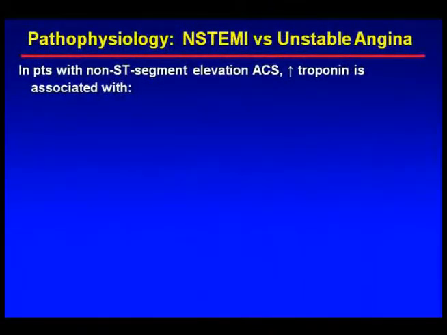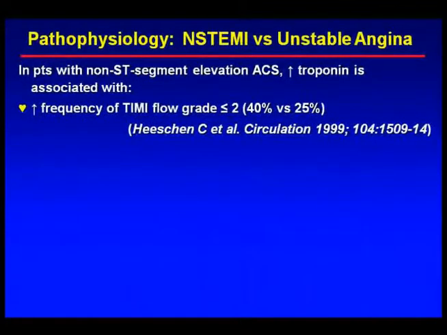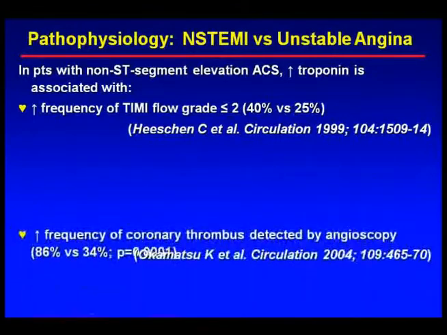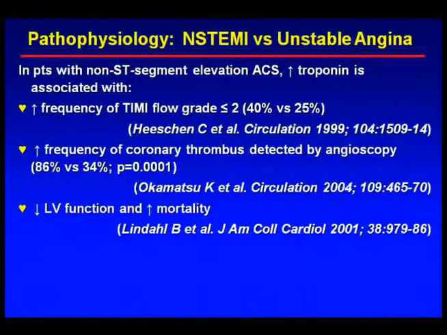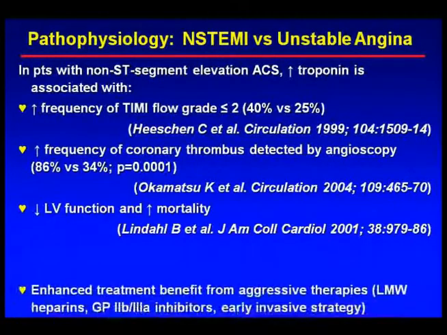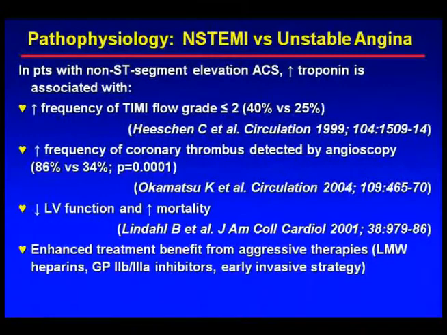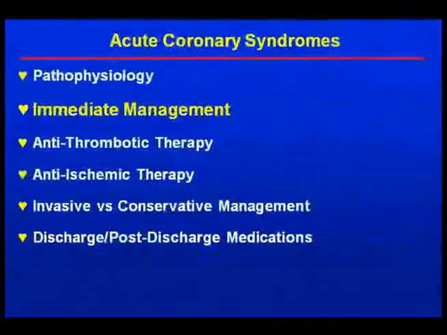Just one slide on the pathophysiology. In patients with non-ST segment elevation acute coronary syndrome, the elevated troponin is associated with a number of factors. One is there's an increased frequency of impaired flow, meaning TIMI flow less than 3, 3 being normal. And the incidence is about 40% abnormal flow in someone with an elevated troponin versus only 25% with a normal troponin. There's an increased frequency of coronary thrombus when angioscopy is done. This is an investigative tool, not done clinically. But about 86% of patients were found to have thrombi when the troponin was elevated versus only about a third when the troponin was normal. So you can consider a troponin a marker of thrombosis. Elevated troponin is associated with worse LV function and higher mortality. And it's useful to us because it's an indicator of enhanced treatment benefit from a number of things, including low molecular weight heparin, 2B3A inhibitor, and an early invasive strategy. So it's a good guide to therapy.